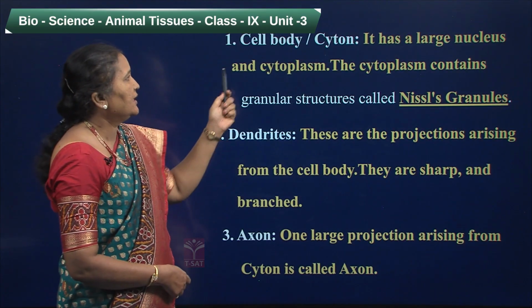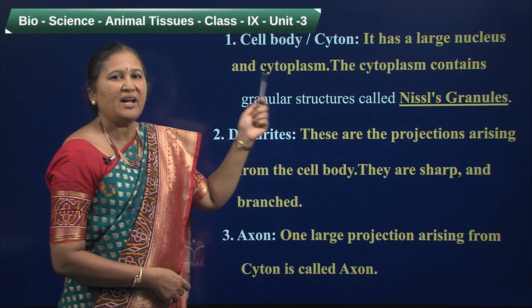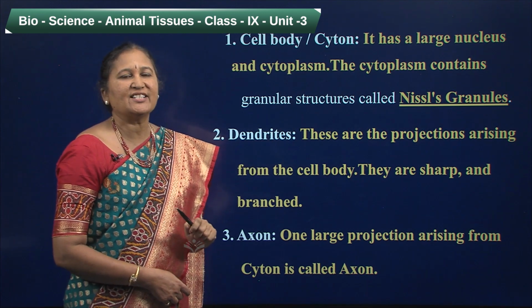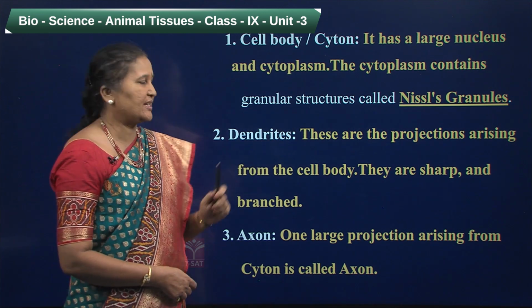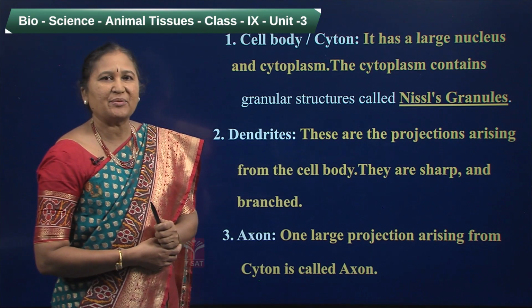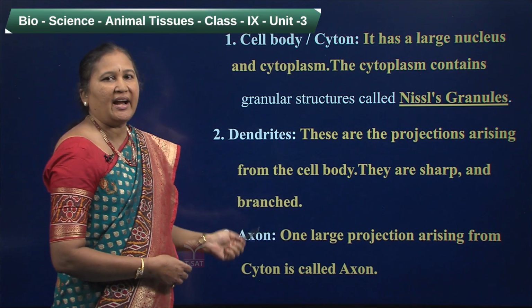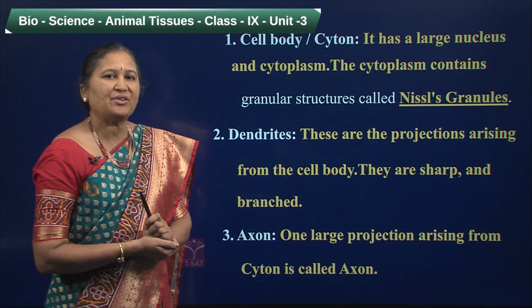See here, the cell body is the cyton. It has a large nucleus and cytoplasm, and the cytoplasm contains granular structures called Nissl's granules. And dendrites are the second part, and these are the projections arising from the cell body or the cyton. They are very sharp, thin and branched. And the axon is the one large projection arising from the cyton.